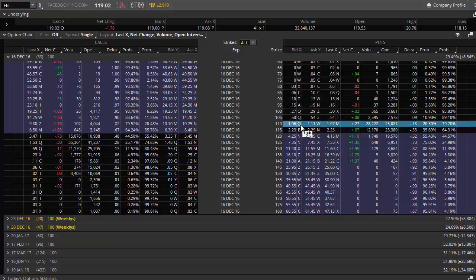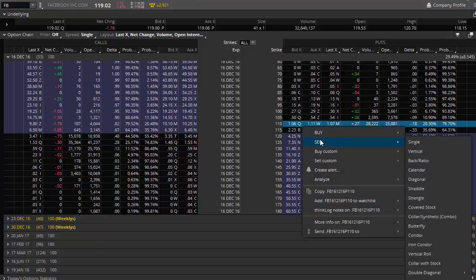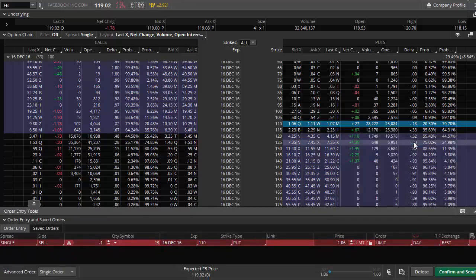Now we would simply right click on the line and go to sell and then single, click on that. Then out pops the order entry window where we could change the number of contracts or other parameters, as we can see here. Here's the current market price for the premium. We could adjust that to what we're looking for, then click on confirm and send, and then wait to see if our order is filled.